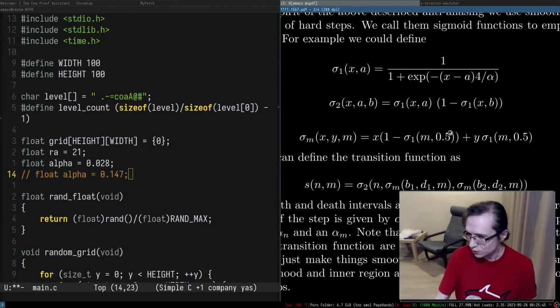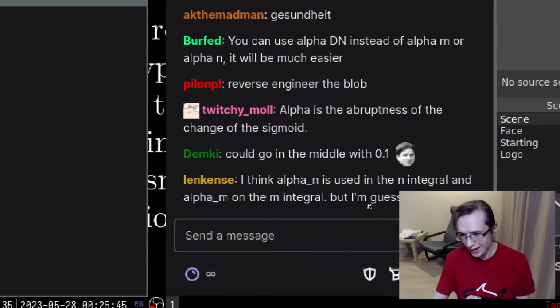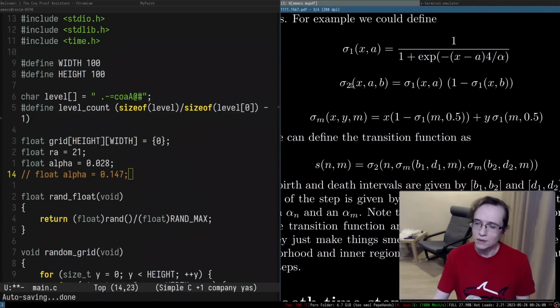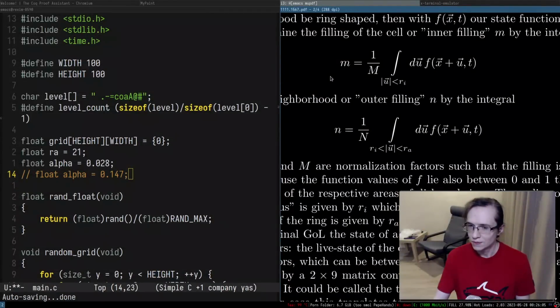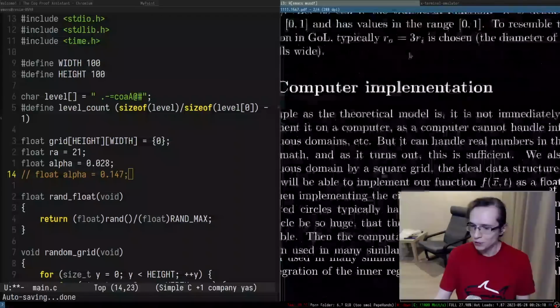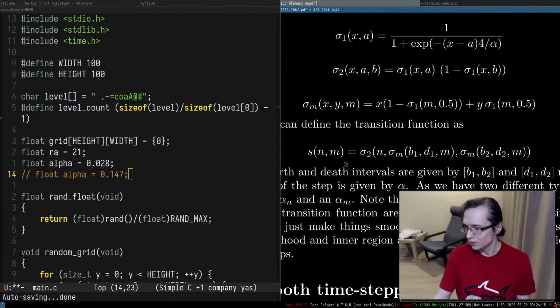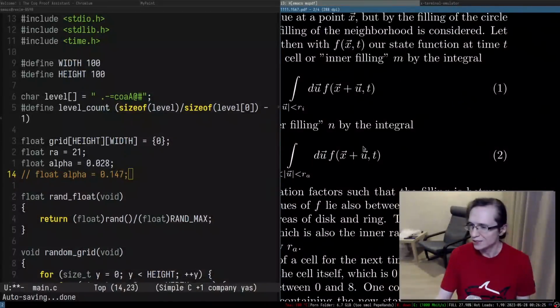This is a good point. Wait a second. I think alpha n is used in the n integral and alpha m is used in the m integral. But we don't use sigmoids in an integral. We just don't. We first compute n and m, normalize them from 0 to 1, and then plug them into S, which accepts both n and m. And that's it. I don't know. Equations 1 and 2, I don't think it makes sense to me.